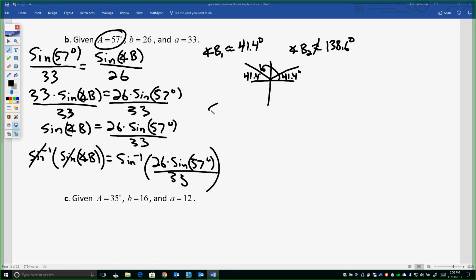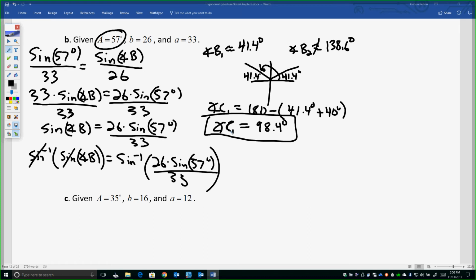Okay, so that means there is an angle C1, right? That's going to be 180 minus the 41.4 degrees plus the 57. So that means angle C1 is 98.4 degrees. So there's only one angle C and one angle B, which means there's only one side C. That's the only thing that's left that we don't have.